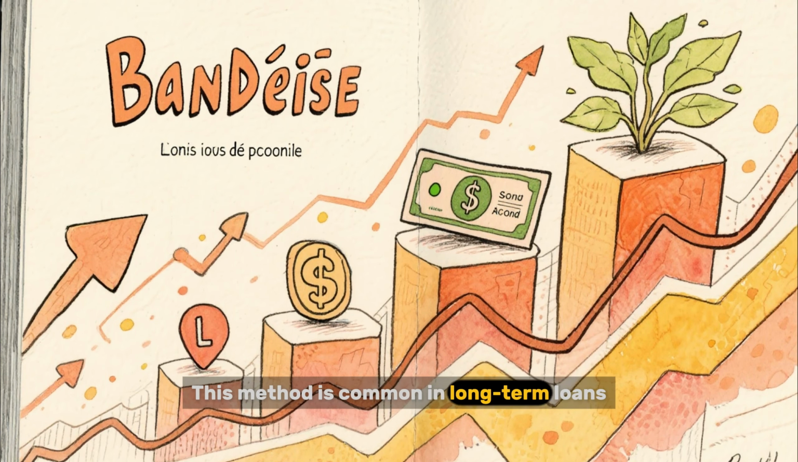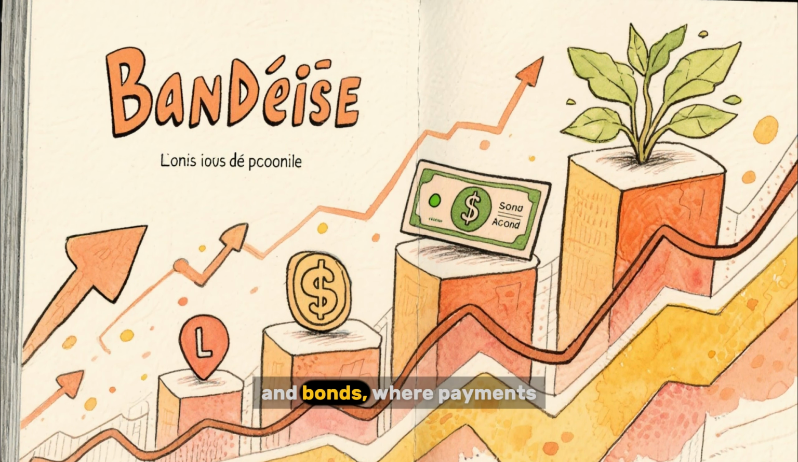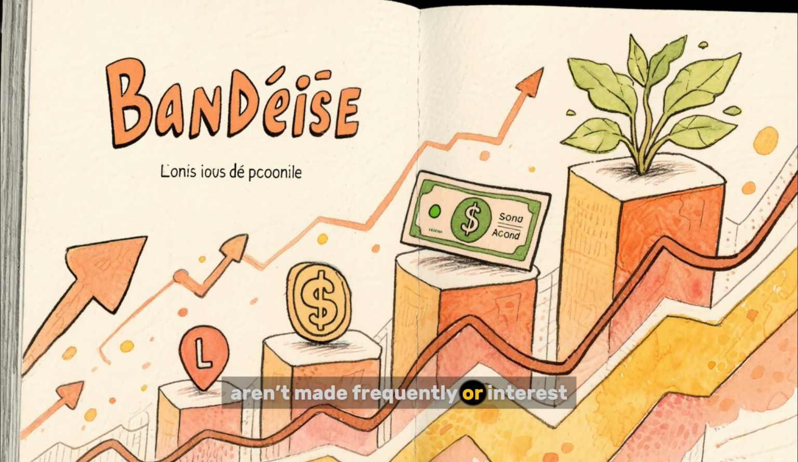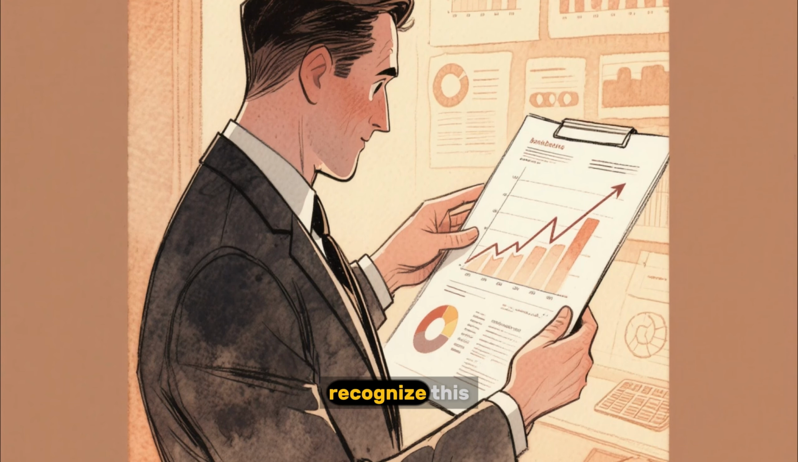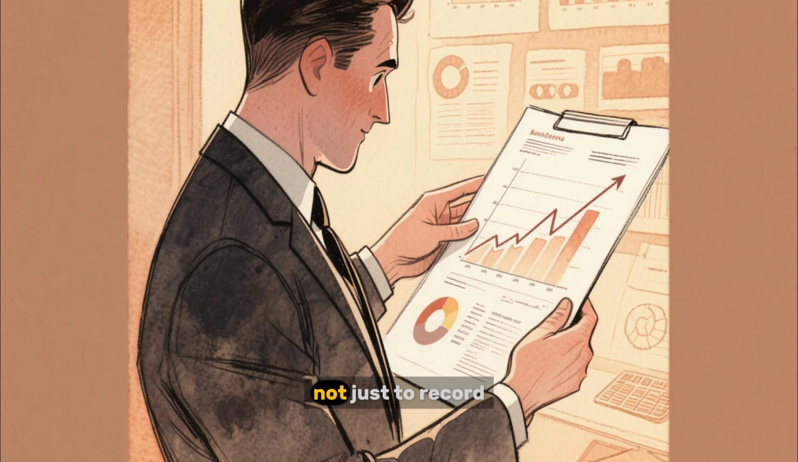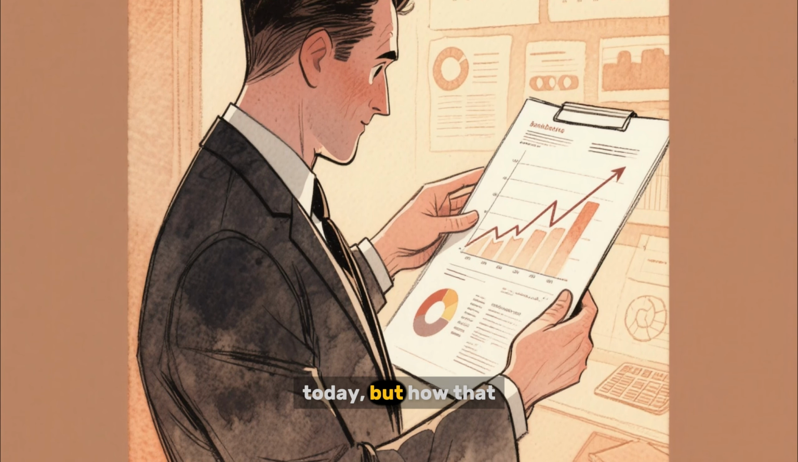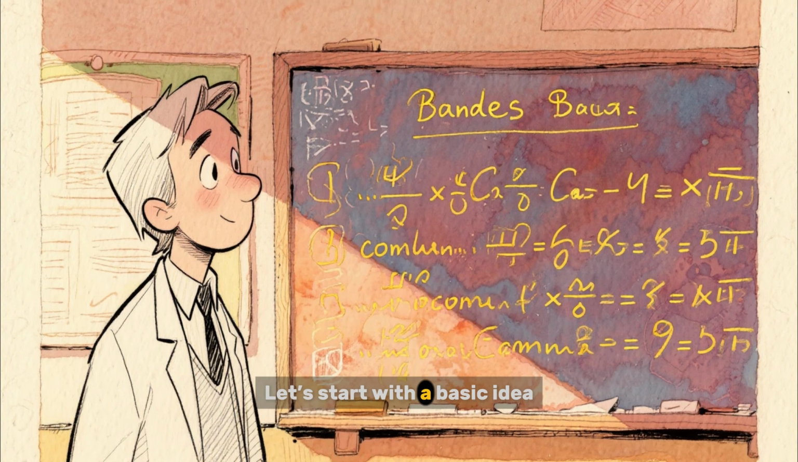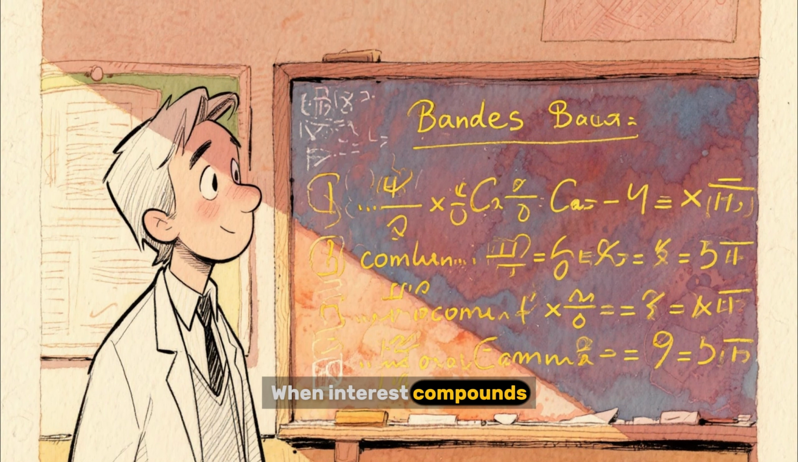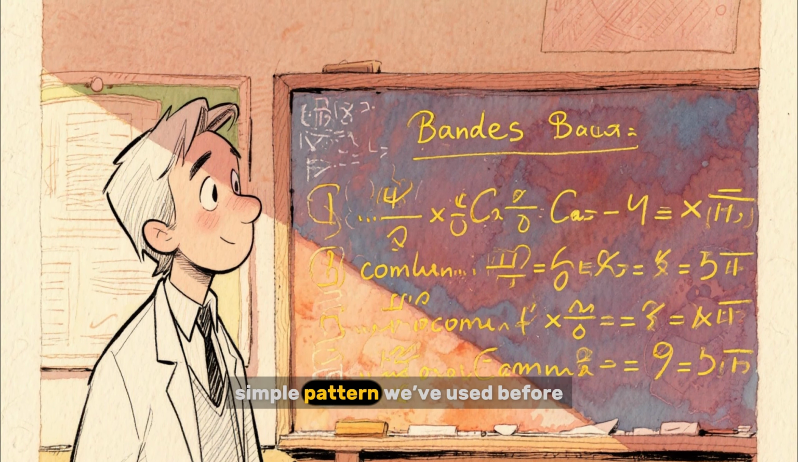This method is common in long-term loans, savings accounts, and bonds, where payments aren't made frequently or interest is allowed to accumulate. From an accounting perspective, it's crucial to recognize this growth properly, not just to record how much is owed today, but how that amount changes as time passes and compounding takes effect. Let's start with a basic idea. When interest compounds, the formula shifts from the simple pattern we've used before.